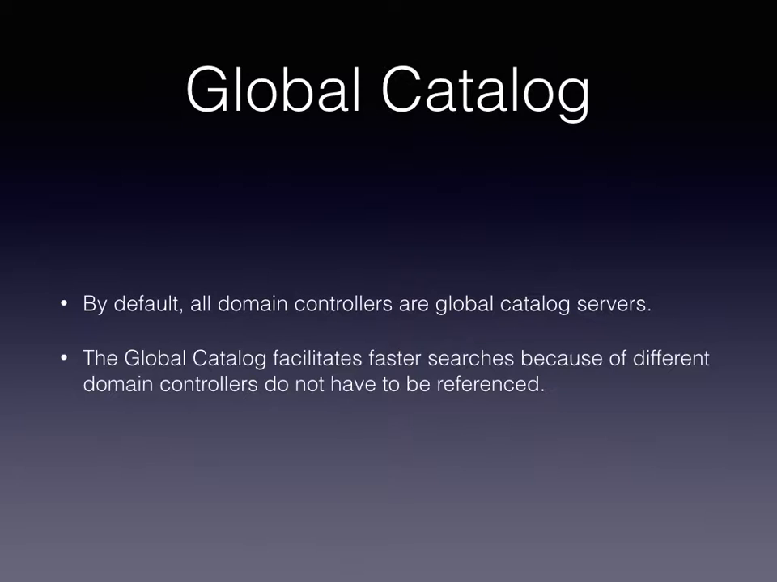The global catalog is a set of all objects in Active Directory Domain Services, otherwise known as AD DS. A global catalog server is a domain controller that stores a full copy of all objects in the directory for its host domain and a partial read-only copy of all objects for all other domains in the forest.